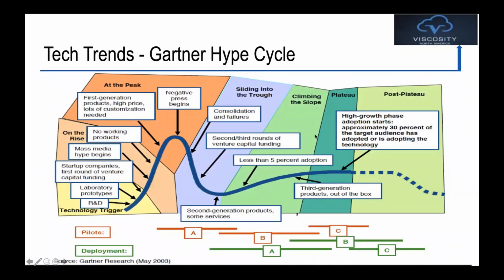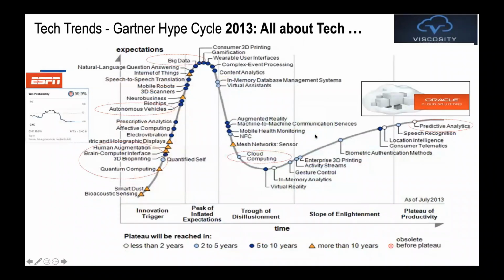But Gartner looks at it this way: things are being hyped as they're being developed, a lot of press, then some negative press, and finally 5% adoption, and then at the end, maybe 30%. So let's see, in 2013, everything was about tech. Autonomous vehicles were coming, but big data was here. Cloud computing, we're getting close to where maybe we're going to get some people using it.